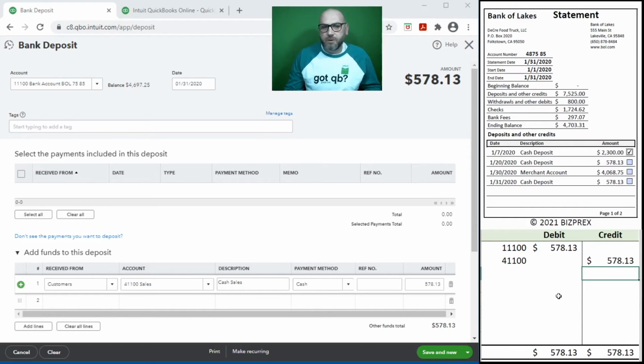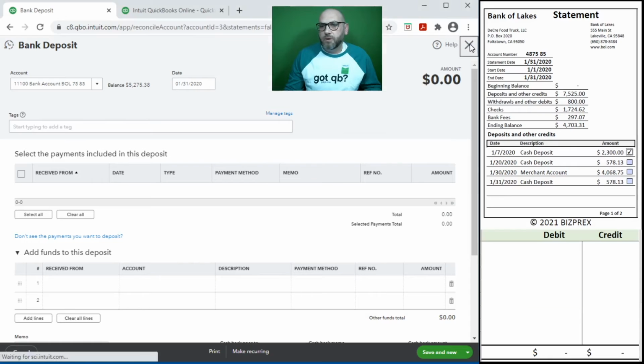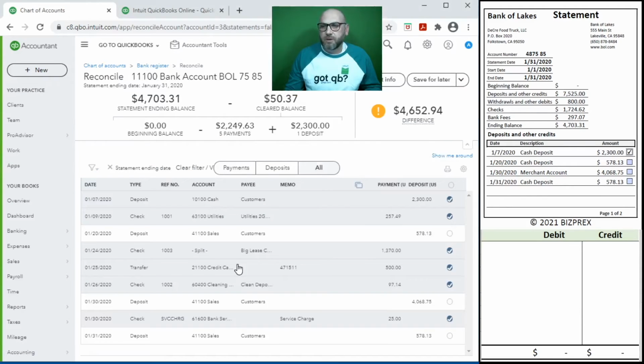Okie doke. So here we are, right? This amount is a credit to this account, 41,100. And incidentally, it's the same amount here. It's a debit to this account, right? This account is an asset, it goes up. This account is sales/revenue, it goes up as well as a result. Okie doke. Let's save and new. We're done with our deposits. Let's take a look. Voila, right? They're showing up. Yay. That's what we want.